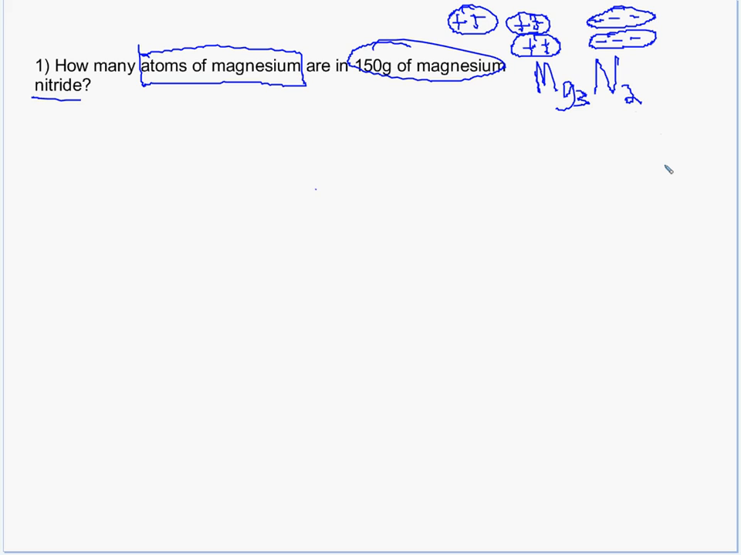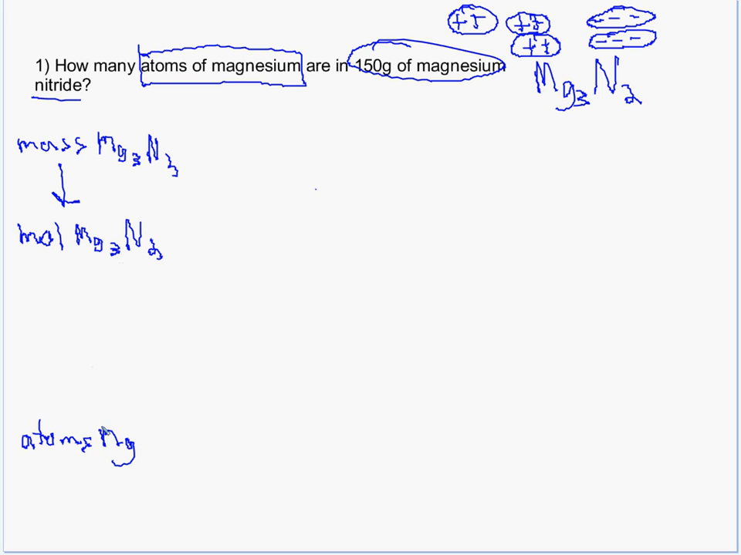Before I go any further, I know I'm going to need that formula, so I go ahead and do it. I know that I'm starting with mass, and I'm trying to end with atoms of Mg. So I have mass of Mg3N2. I'm going to go to moles of Mg3N2. And then I've got to get to atoms Mg, so I'm actually going to have to go to moles of Mg first before I can go to atoms Mg. So this is actually a 3-step conversion.